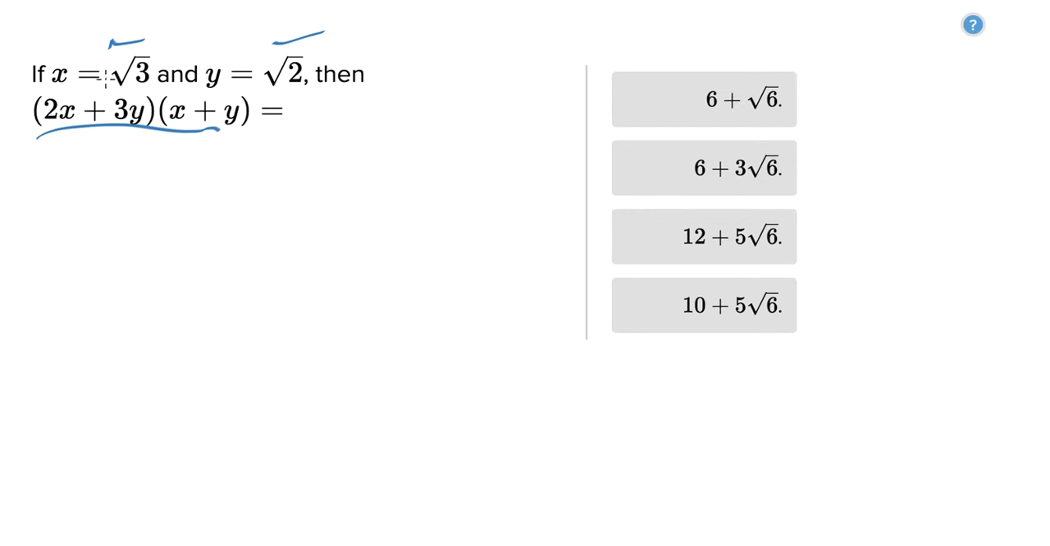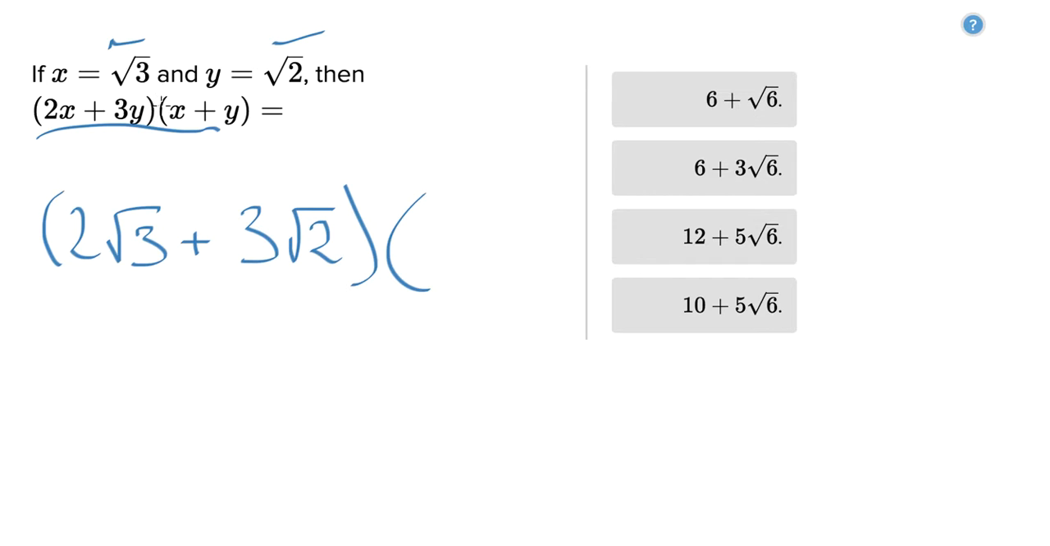So if we're going to plug in the square root of 3 for x each time, we can go ahead and rewrite this as 2 root 3 plus 3y, where y is root 2, so just 3 root 2 times root 3 plus root 2. And once it looks like this, what we can do is use our knowledge of FOIL to try to solve for what the value of the equation will eventually be.